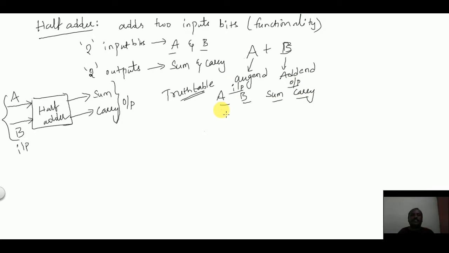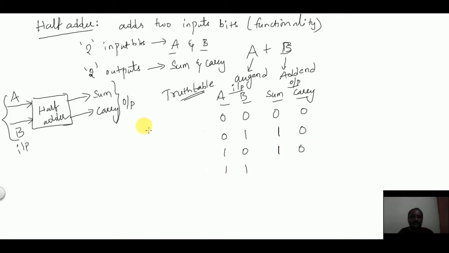When there are two inputs, the number of input variable combinations is 4: 0 0, 0 1, 1 0 and 1 1. When the two inputs are 0 0, the sum is 0 and there will be no carry, so carry is also 0. When you add 0 with 1, sum is 1 and there will be no carry. When you add 1 with 0, the sum is 1 and carry is 0.